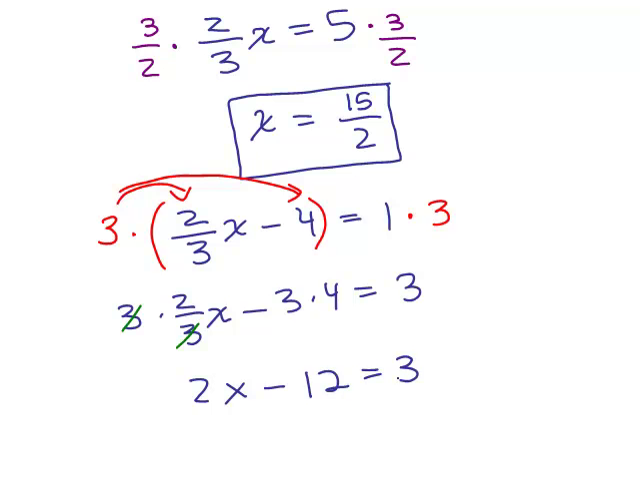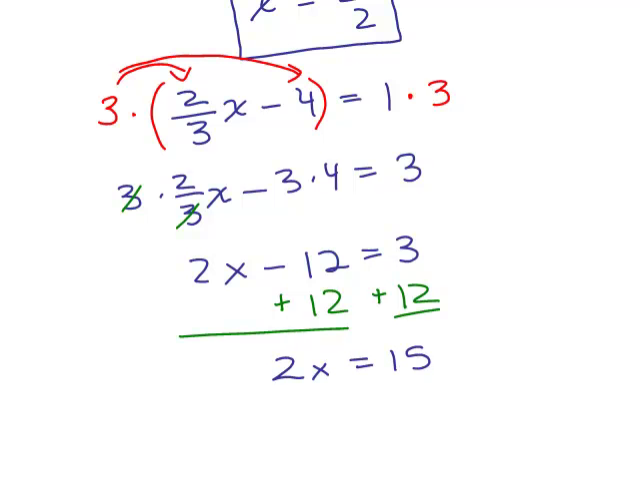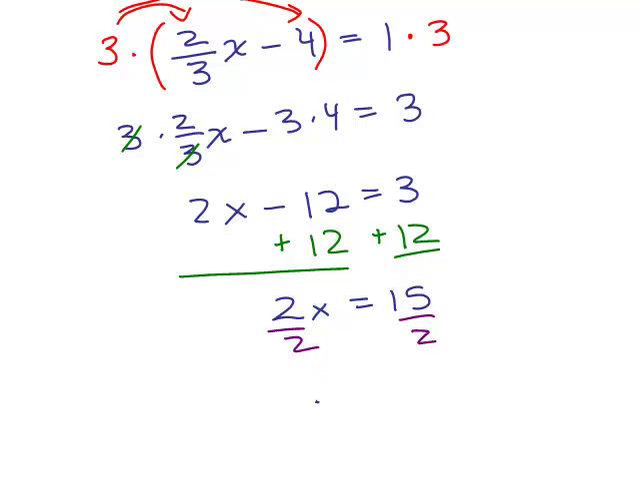I get an equation without fractions, and then we just solve this the way we first learned how to solve equations by adding 12 to both sides. So we isolate the x term over here on the left, 2x equals 15, and then divide both sides by 2, the coefficient of x, to get x equals 15 halves.